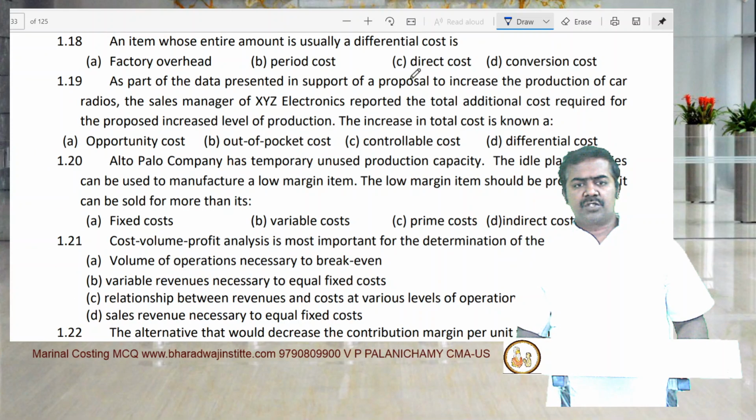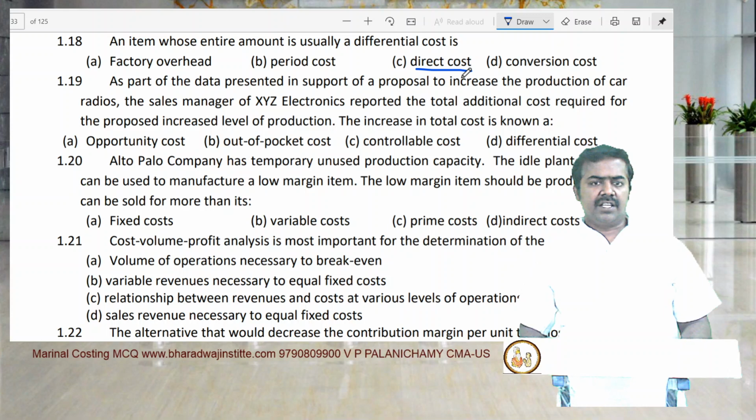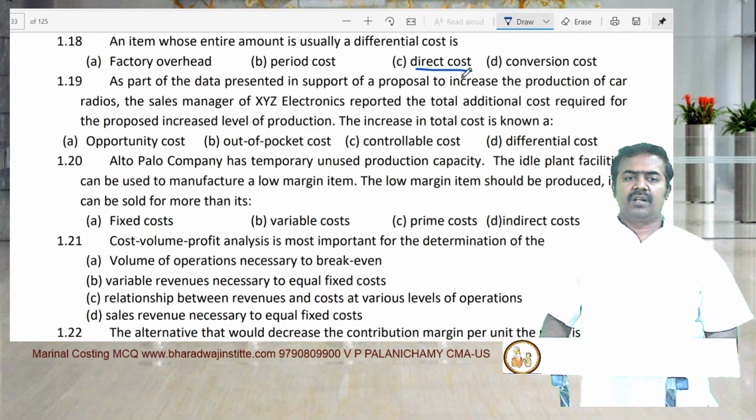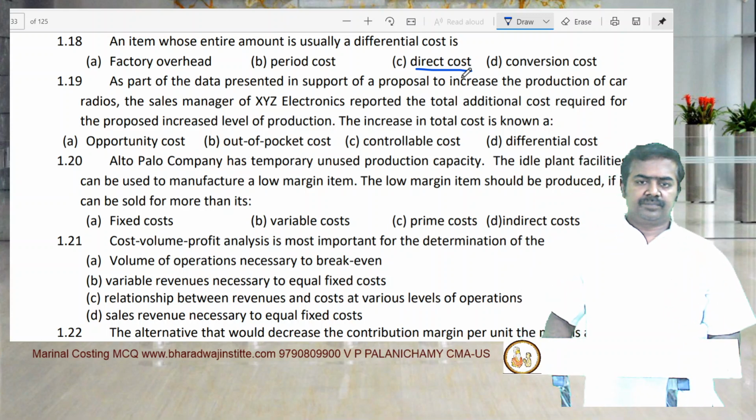An item of cost which is entirely differential, we call it as which cost? Direct cost. Anything that changes directly with output, we call it as which one? Direct cost.